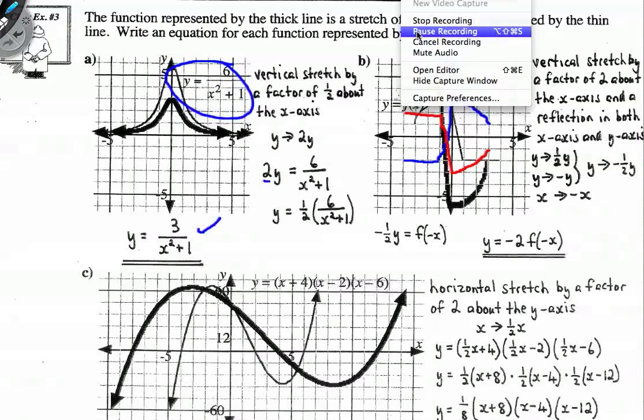So take a moment to think about that. A little bit complicated, just pause the video and have a look.